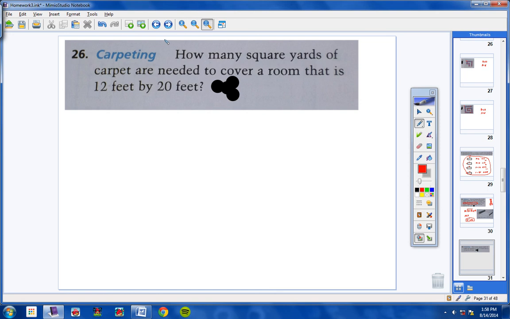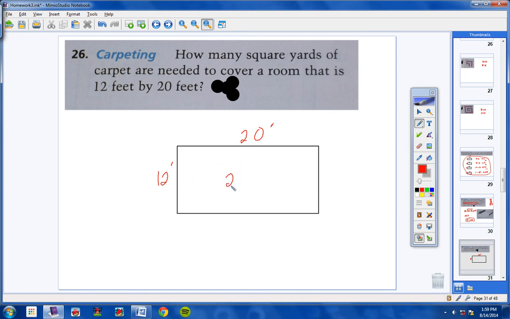How many square yards of carpet are needed to cover a room that is 12 feet by 20 feet? Well, I think it's always very wise to get a picture of what we're dealing with. So I'm going to go ahead and put 12 feet by 20 feet. Now the problem with this is they want to know how many square yards of carpet is needed. So right now, if I found the area of this rectangle, I would have 240 square feet, because I used feet and feet. And that's fine. I mean, it's good to know that I have 240 square feet, but that's not what the problem asked me. The problem asked me how many square yards do I need.